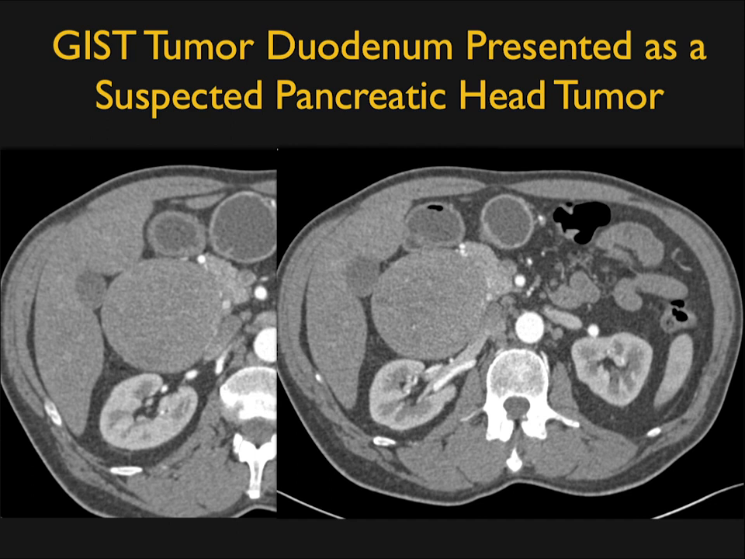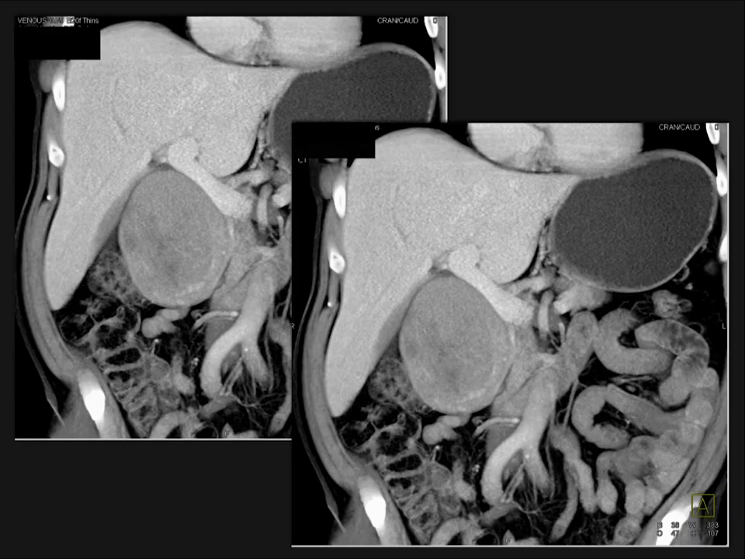This can't be pancreas. Things that occur in this region could be nodes. Maybe it's just very much enlarged nodes, but it's possible. But it's not pancreas because there's no duct dilatation.